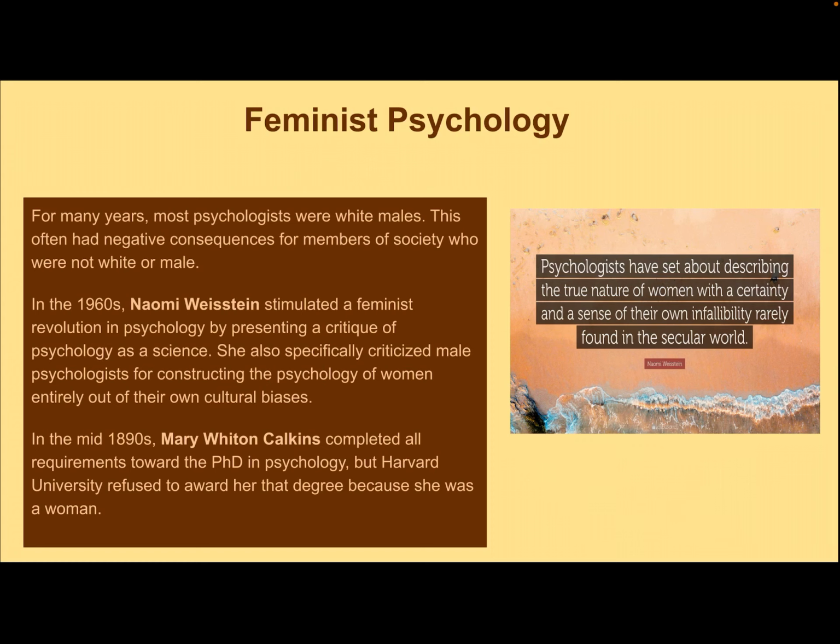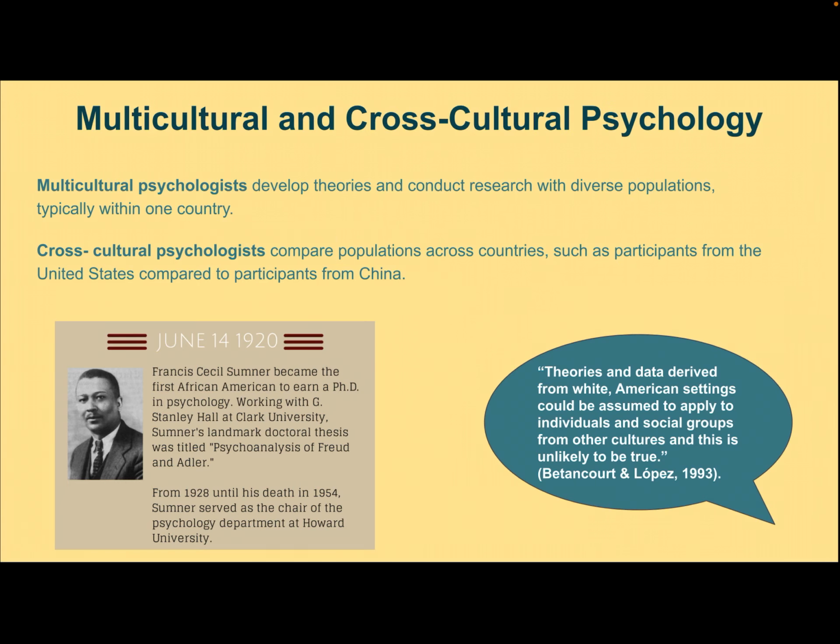We're not always right. But she felt like the men who were dominating the field were describing women with such a sense of infallibility that it was bordering on not even being science anymore. So that's what really started the feminist revolution in psychology. And another important issue around this time was people of color in psychology, which was also very limited.